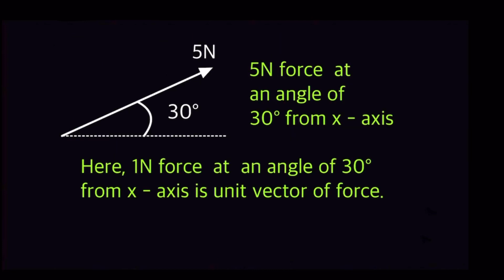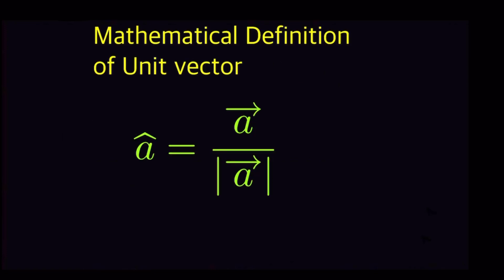There is a vector as shown, a 5 Newton vector at an angle of 30 degrees. This is a force. If I divide 5 Newton by 5, then 1 Newton force at an angle of 30 degrees from the positive x-axis is the unit vector of this force. There is a mathematical definition, and a unit vector is represented by a cap. So A cap equals vector A upon mod of A. If you divide a vector by its magnitude, then you will get the unit vector along this vector.